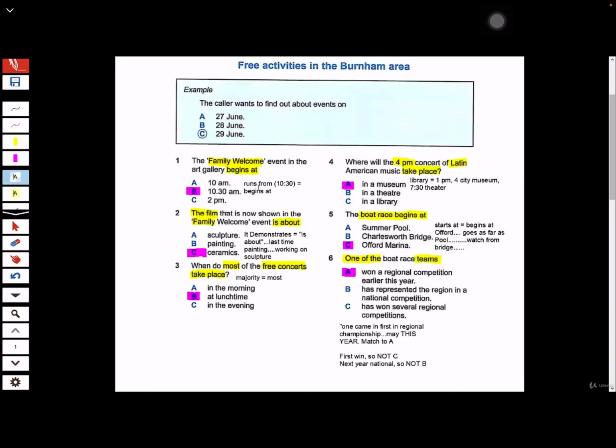Okay, so let's go ahead and go over the answers. Number 1, you should have B. The person said it runs from 10:30. Runs from is a paraphrasing of begins at. So the answer is 10:30.